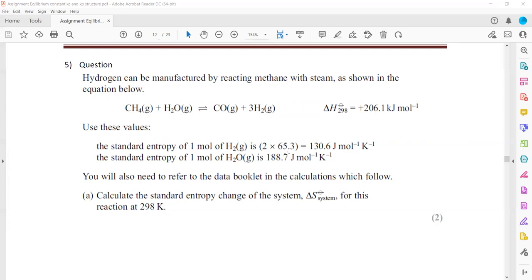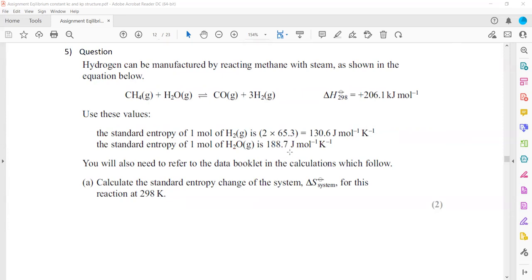So calculate the standard entropy change of the system. How do we calculate the entropy change of a system? The entropy change of a system is the products minus the reactants. So when we subtract the entropy of the reactants from the products, we get the entropy change of the system. So the product is hydrogen, and you have to use the data booklet.